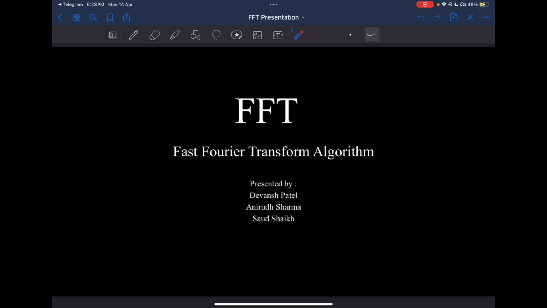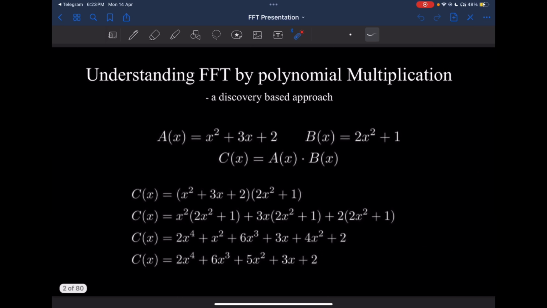So I'm going to start with explaining the topic, that is the fast Fourier transform algorithm. Understanding fast Fourier transform by polynomial multiplication. We are going to understand this algorithm by approaching it with polynomial multiplication. So consider that you have got two polynomials and you want to multiply these two polynomials.